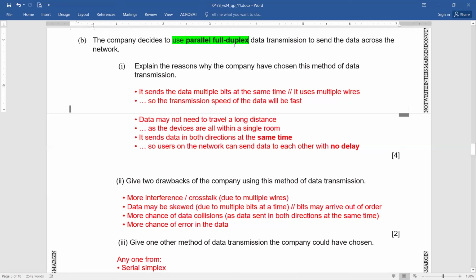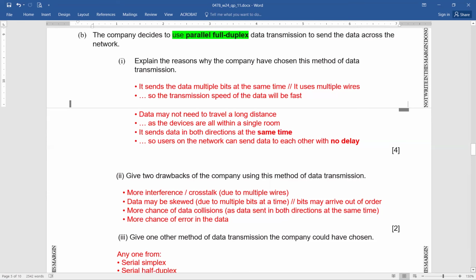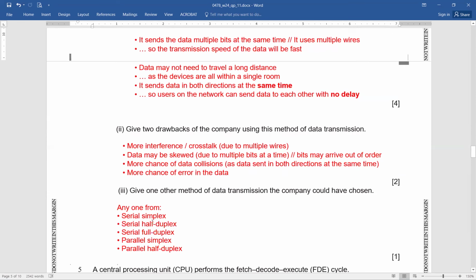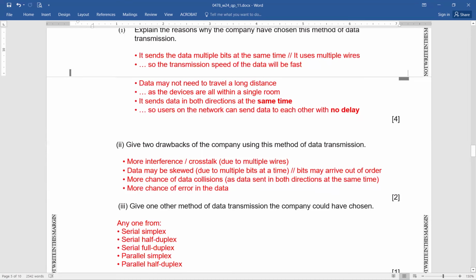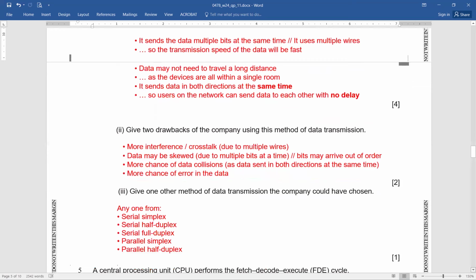A student can write any of these. Since parallel full duplex is already written, there are also parallel simplex and parallel half duplex. In this manner, a student can write any of these: serial simplex, serial half duplex, serial full duplex, parallel simplex or parallel half duplex. Apart from the one mentioned in the question, answer any one and you will be able to score 1 out of 1, because they are asking me to give one other method.